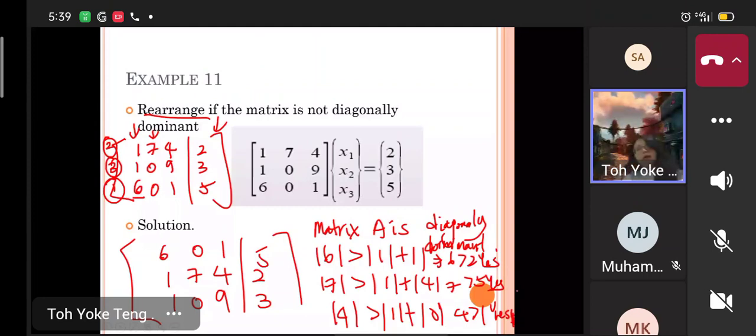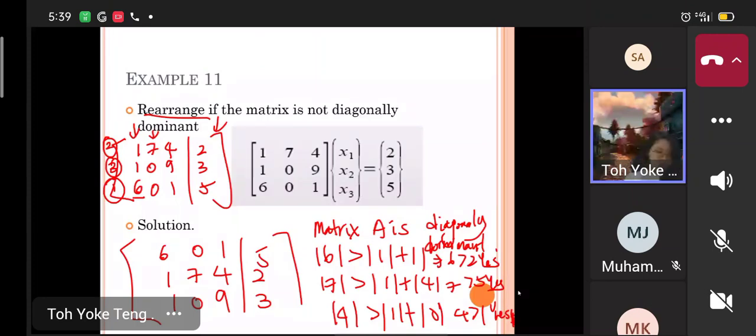Okay, so in case that once you rearrange it, one of the equations does not fulfill the condition, you just write it down: matrix A is not diagonally dominant.